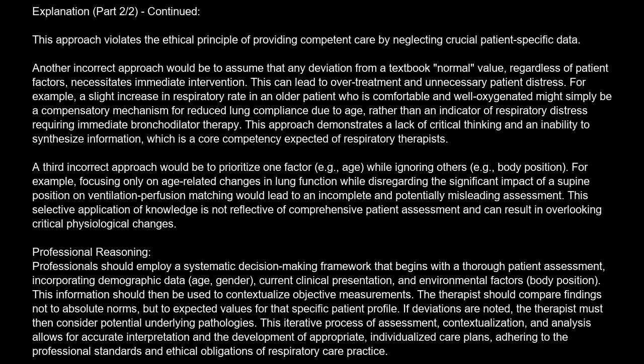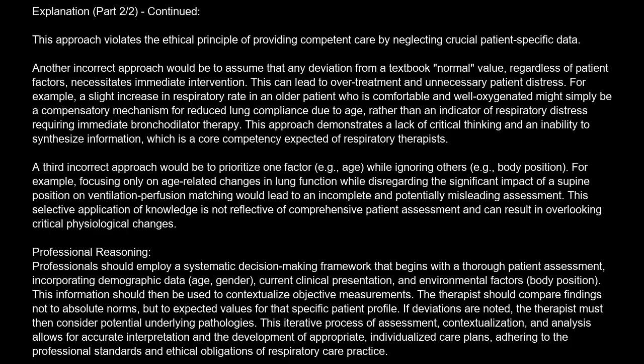A third incorrect approach would be to prioritize one factor, e.g., age, while ignoring others, e.g., body position. For example, focusing only on age-related changes in lung function, while disregarding the significant impact of a supine position on ventilation perfusion matching, would lead to an incomplete and potentially misleading assessment. This selective application of knowledge is not reflective of comprehensive patient assessment and can result in overlooking critical physiological changes.